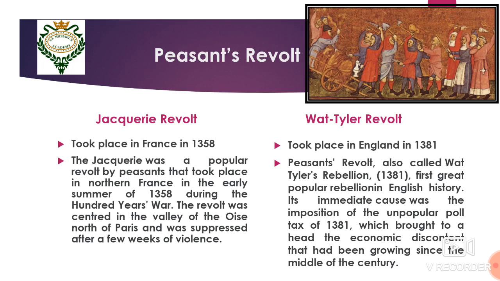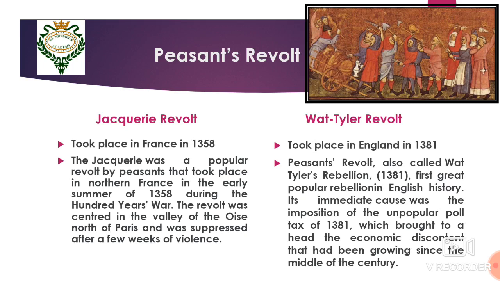So, in history, you will find several such instances where peasants or the lower section of the people revolted or protested against the higher section or the higher classes. Two such revolts are mentioned over here. One that took place in France in 1358. This revolt was called Jacques Revolt. This was a popular revolt by peasants that took place in northern France in the early summer of 1358 during the Hundred Years' War.